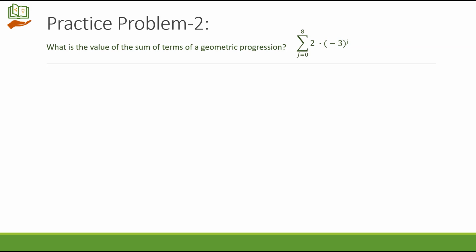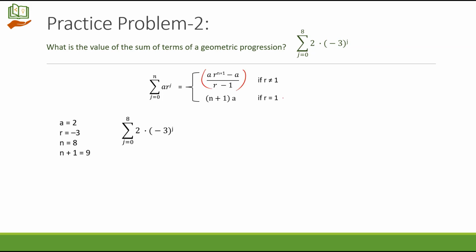What is the value of the sum of terms of a geometric progression? Again we have the index running from 0 to 8. This time it is 2 into minus 3 power j. So we have this particular formula in geometric progression. So instead of running through all the values like in the previous sum, we are going to substitute into the formula. So we have a is equal to 2, r is equal to minus 3, n is equal to 8, because they have given us 0 to n. Then we have n plus 1 value as 8 plus 1, which is equal to 9. So let's take the formula a into r power n plus 1 minus a divided by r minus 1.